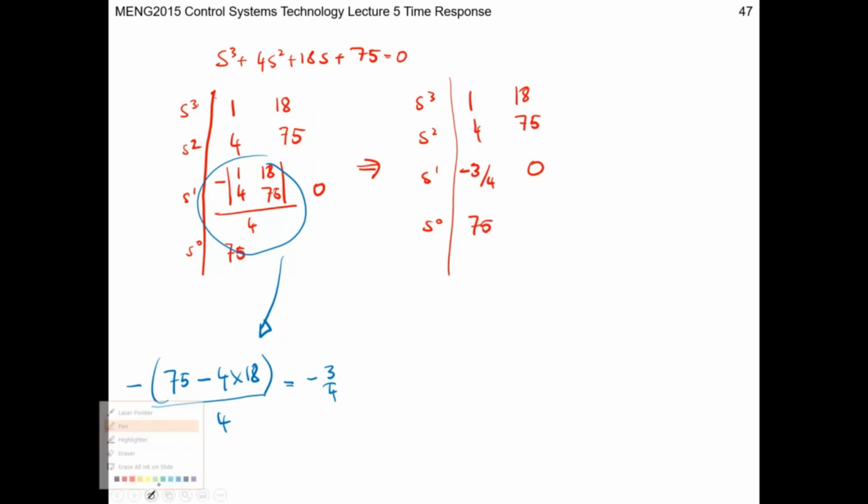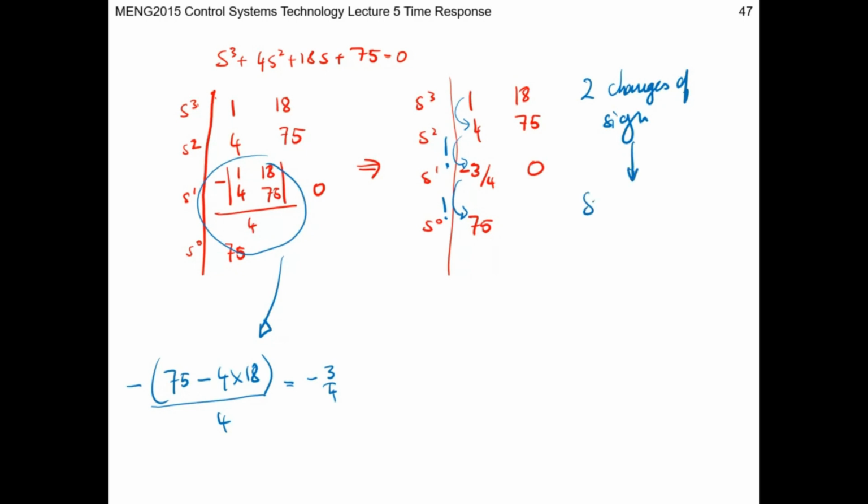So in this one we have a problem, because we see there's no change of sign here, but we get a change of sign and another change of sign. So we have 2 changes of sign. That means the system is unstable.